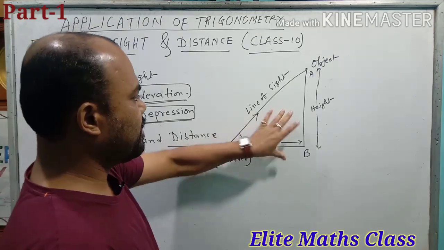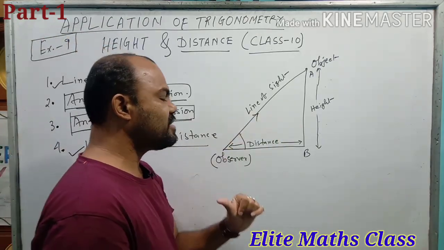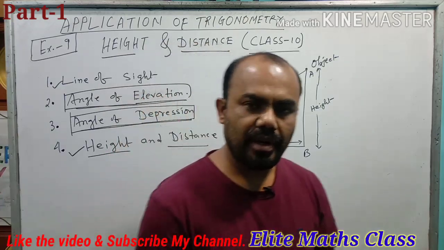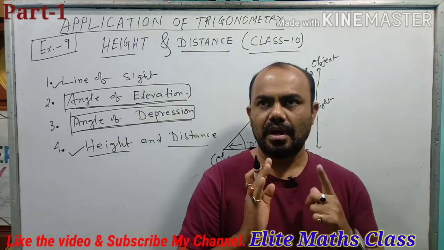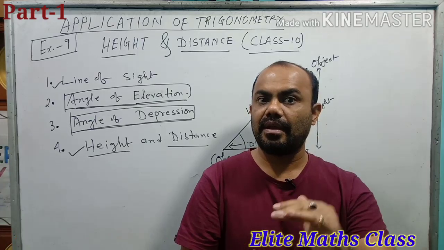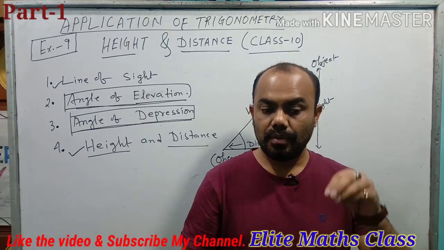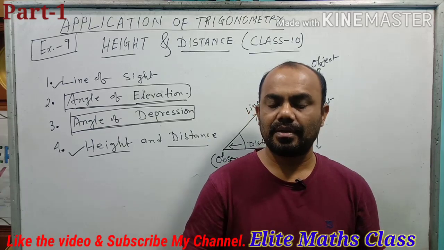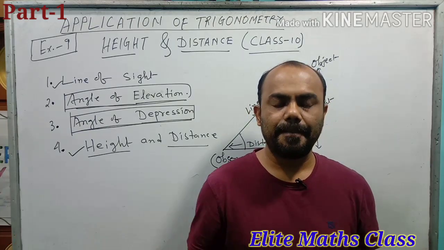Now see this figure. It is a right angle triangle. One thing you remember here: whenever you are looking upwards, the concept will be of angle of elevation, and whenever you are looking downwards, the angle of depression will be there.